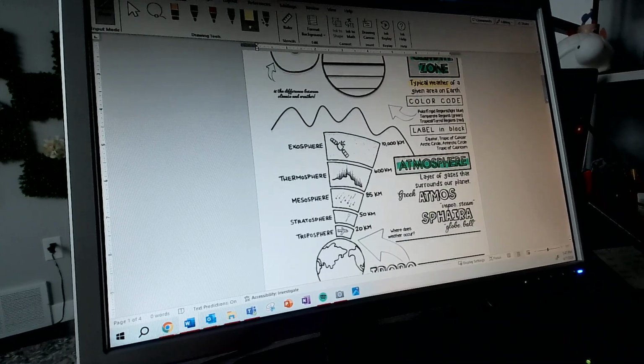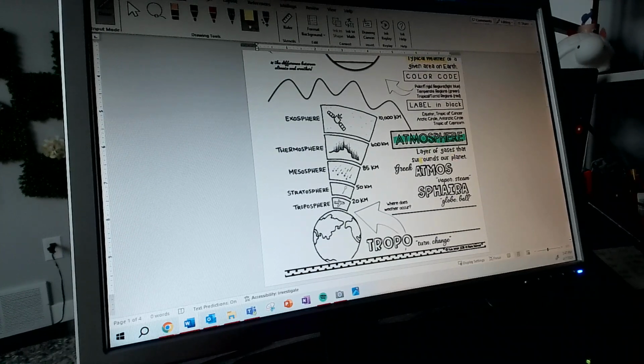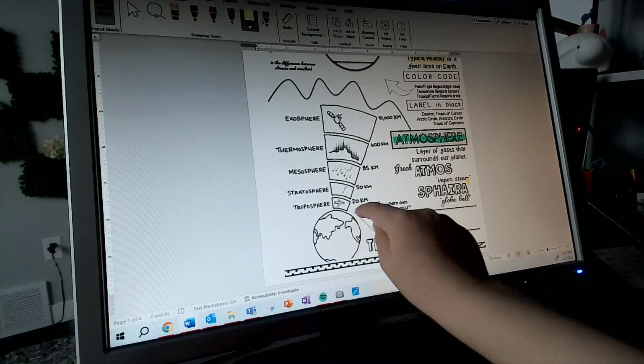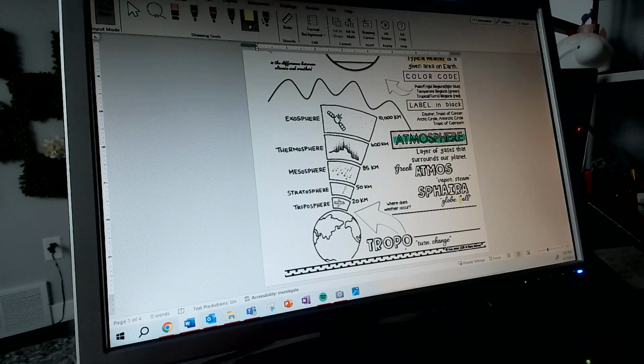Now let's go down to atmosphere. Atmosphere are layers of gas that surround our planet. Greek atmos means vapor or steam. It's a seal, a shield that protects us and keeps us on Earth.